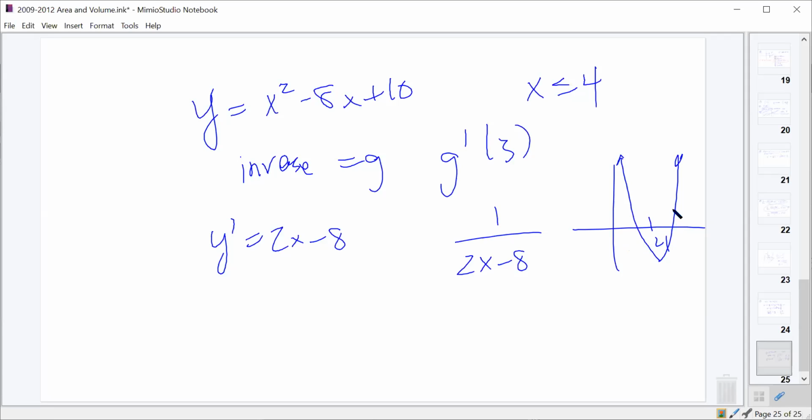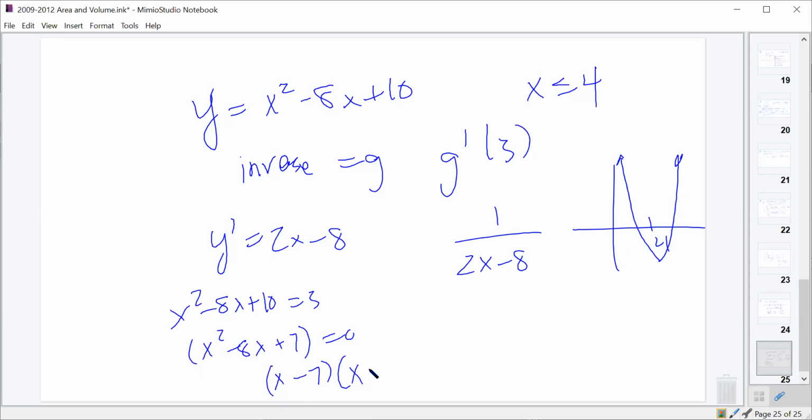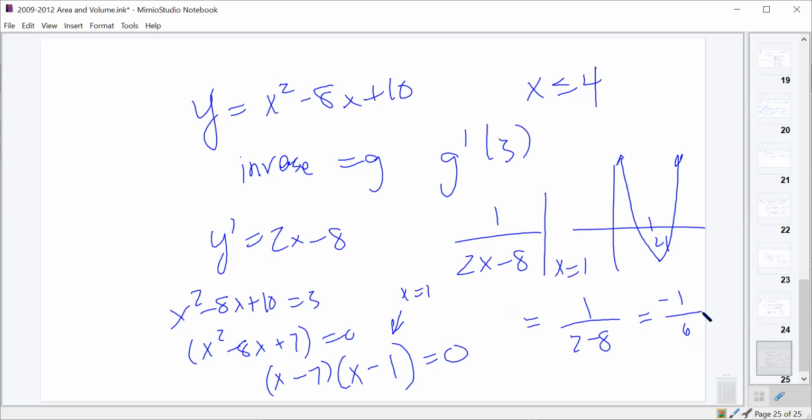So our function equals 3 at both what two values? It should be that x equals 7 and x equals 1. And so we have to pick the correct one of those to use. And so we have to pick the one that falls within x is less than or equal to 4. So that'll be at x equals 1. So we'll evaluate this at x equals 1, which gives us 1 over 2 minus 8, or negative 1/6.